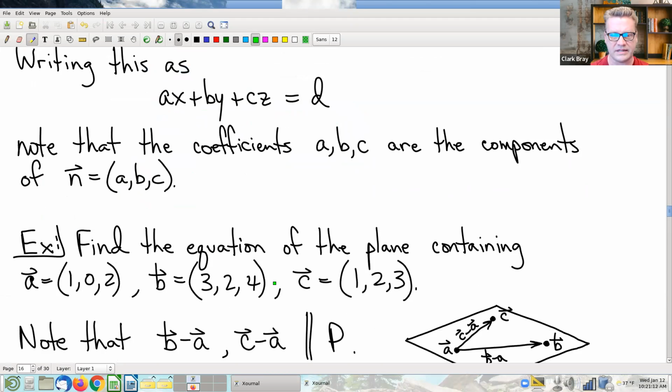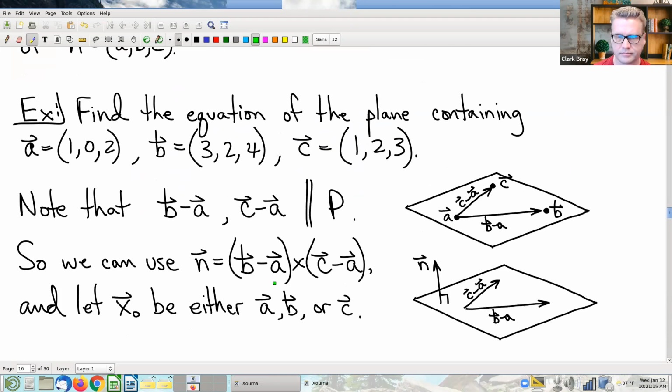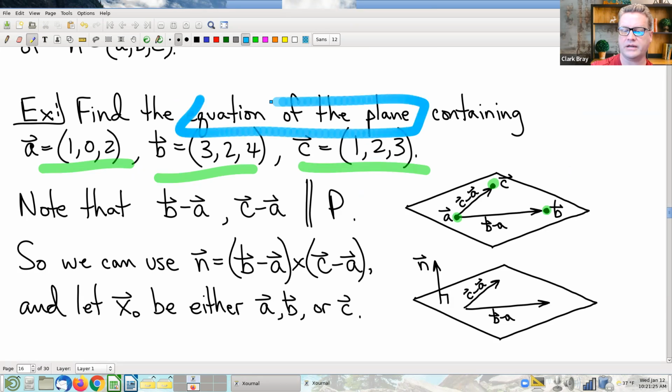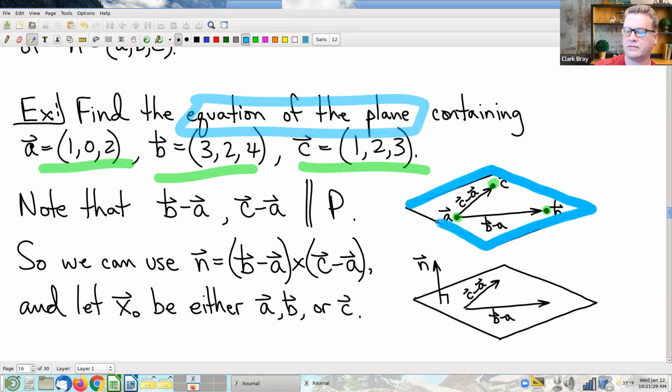Okay, let's see an example. Suppose I've got these 3 points, A, B, C, and I would like to find the equation of the plane. So there is a, assuming that those points are not all collinear or something annoying like that, right? Typically, generically, 3 points tend to spread out in some sort of way, and so they'll define a plane. What's the equation of that plane?